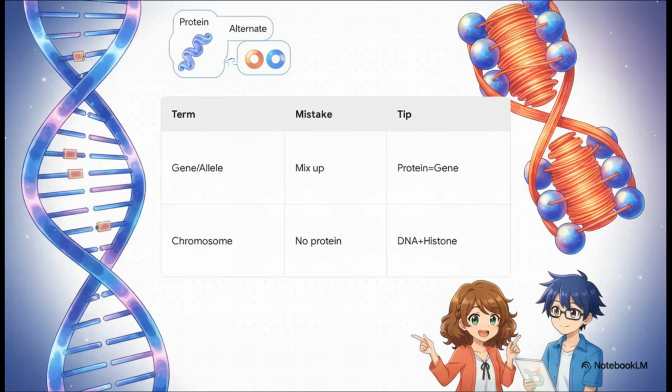So the crucial point is really just making sure you don't fall into the common traps. We've laid out a visual checklist here. First, do not use gene and allele interchangeably. Remember the rule. If a question explicitly mentions protein, think gene. If it says alternate, think allele. And whatever you do, please don't forget the protein part when you're talking about a chromosome. Just close your eyes and visualize that thread winding around the wooden spool. DNA plus histones. You've got this.